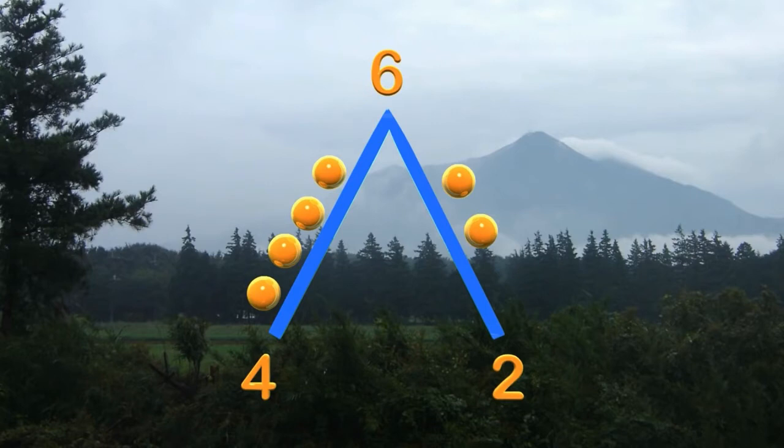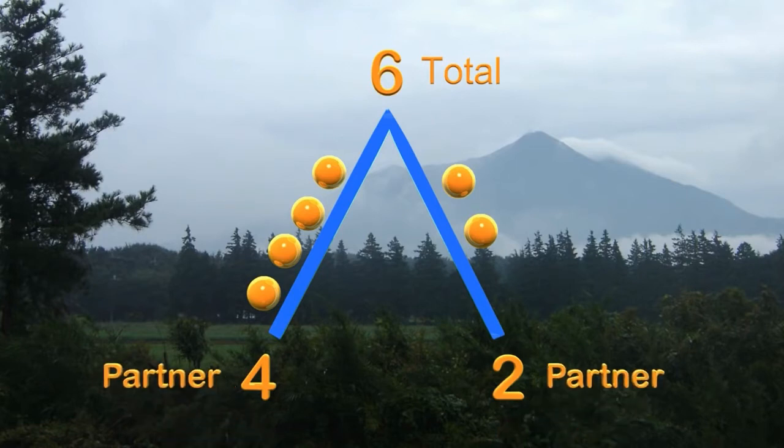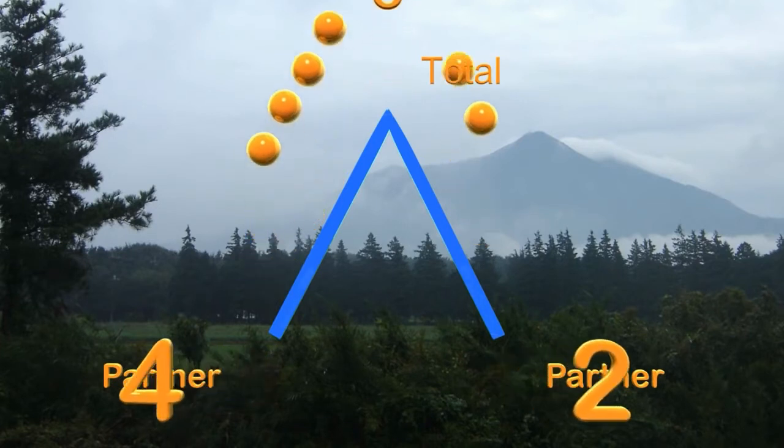At the top of the mountain, we always have the total, which in this case is the 6 tiny tumbler family. On the bottom, we have 2 sides of the mountains, and each side added together gives us the total on top. Each of these sides are called partners. Both partners added together give us the total of the whole family on top.